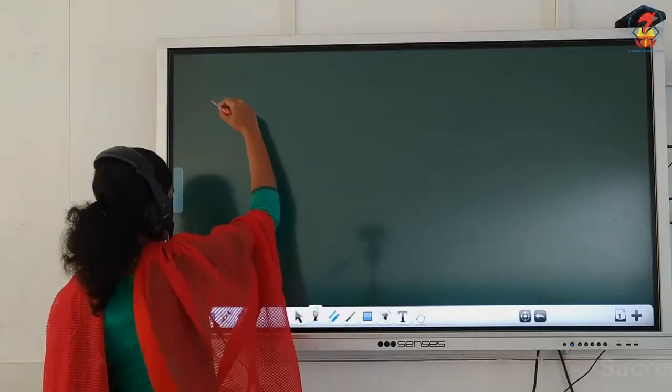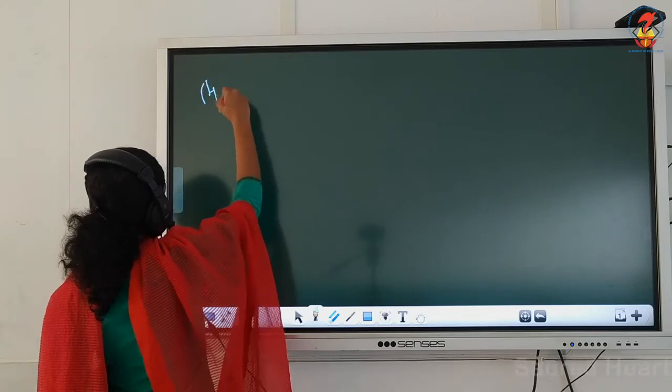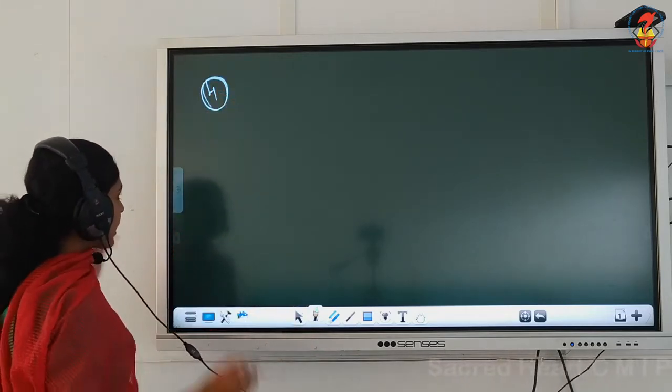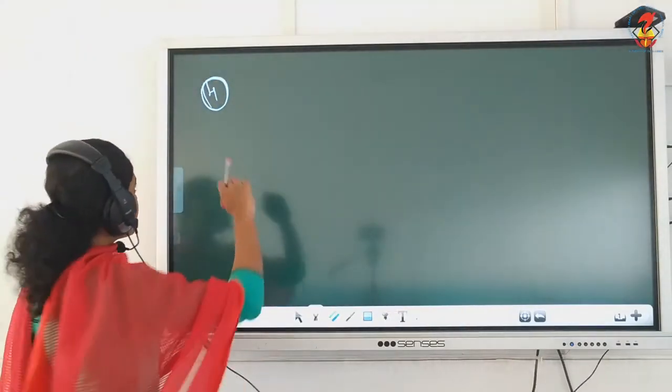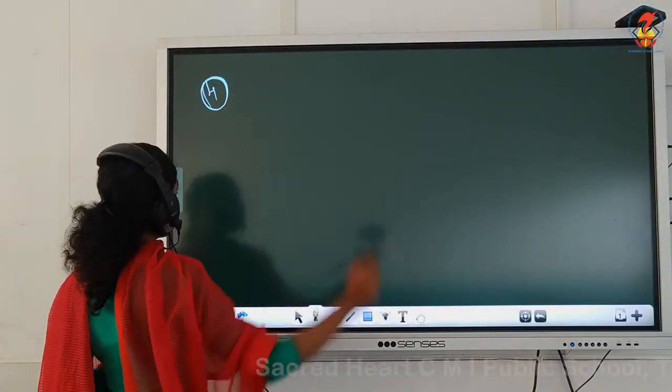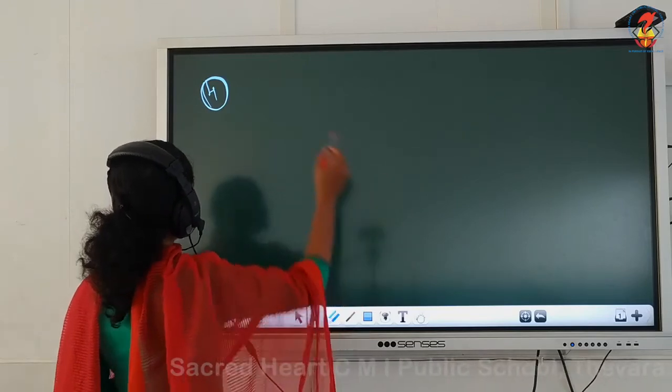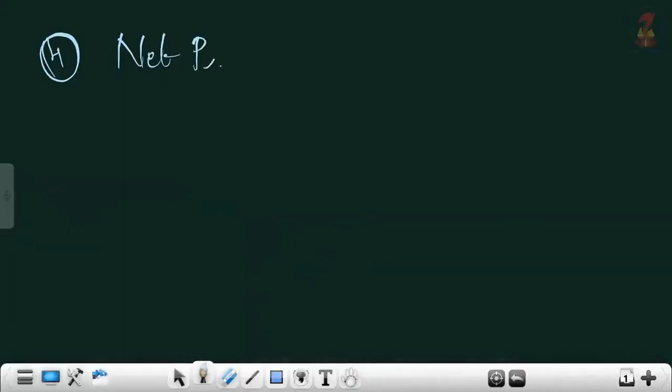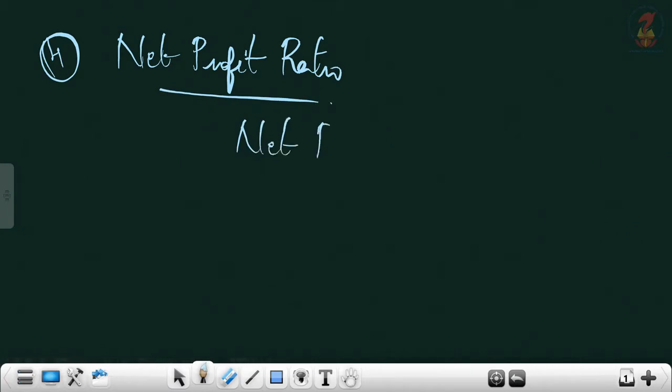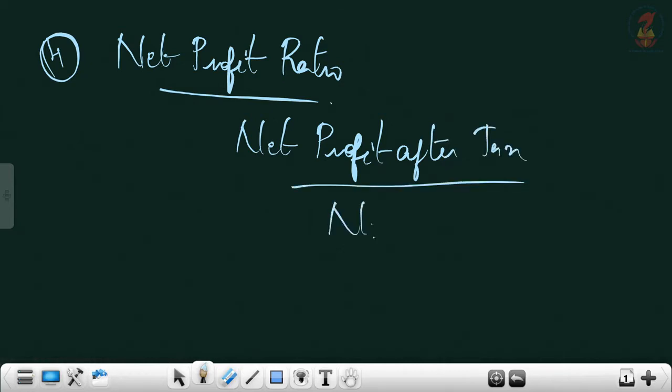Okay, so the last subhead under profitability ratio, not the last one, it's the fourth subhead under profitability ratio. It is net profit ratio, and the formula is net profit after tax divided by net sales into 100.